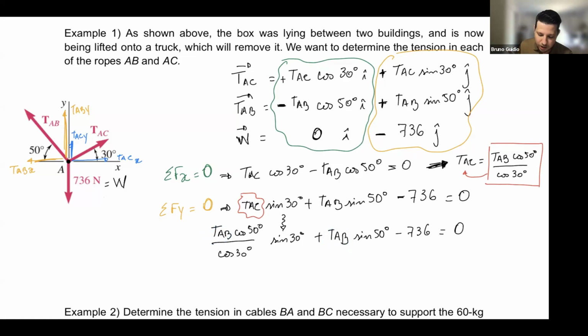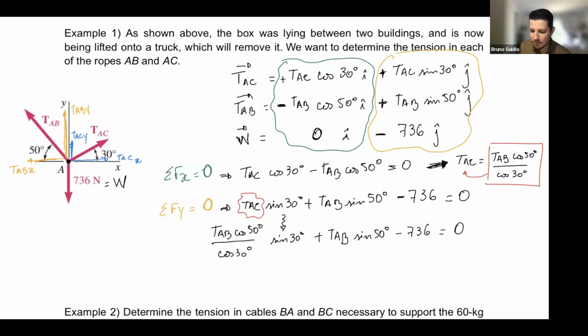You can do cosine of 50 times sine of 30 divided by cosine of 30. You're going to find a number. This number, TAB, type sine of 50. Find the sine of 50. And then now you work just with numbers and find it. Okay? Some students like to make this calculation plus the sine of 50. Okay? They put TAB outside. And then later, 736 divided by the number. Okay?